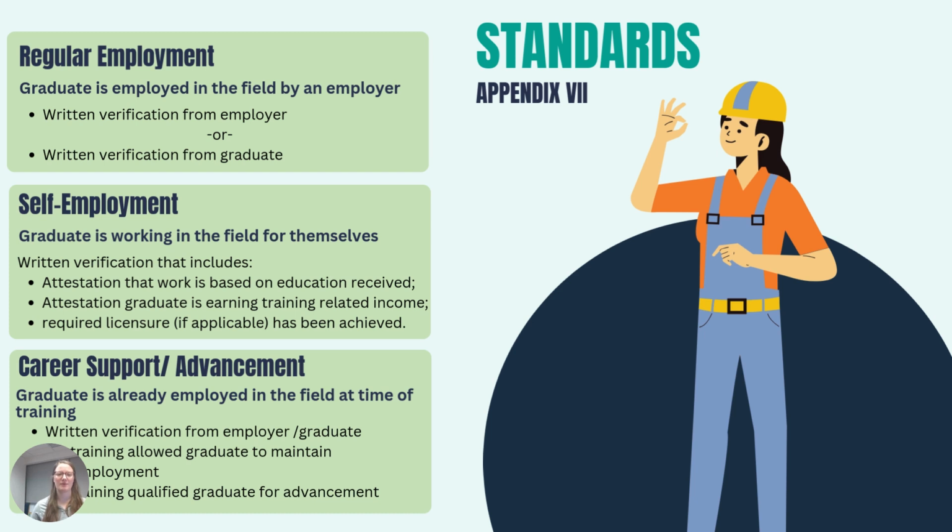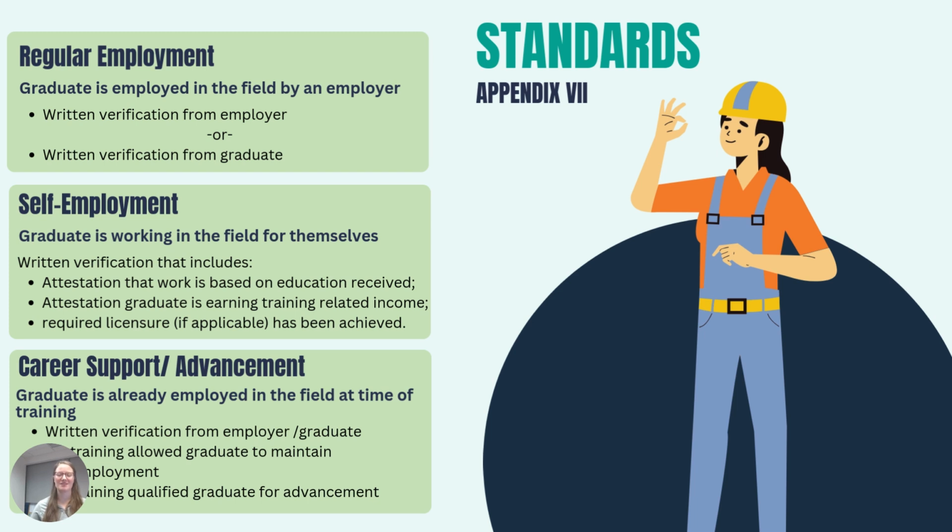Next would be self-employment. This is when a graduate is working in the field for themselves. The school would need to obtain written verification that also includes an attestation that the work being done is based on the education received at the institution, and an attestation that the graduate is earning training-related income. Also, if licensure is required in this field, there must also be an attestation that licensure has been achieved.